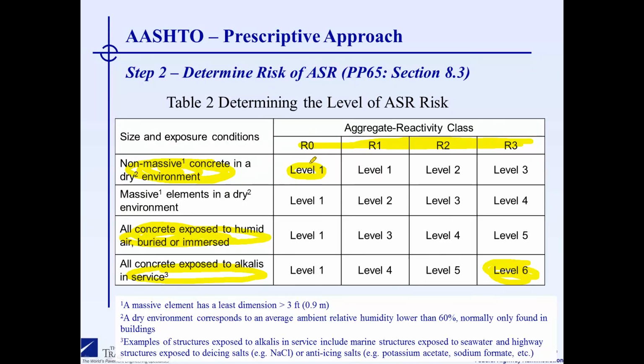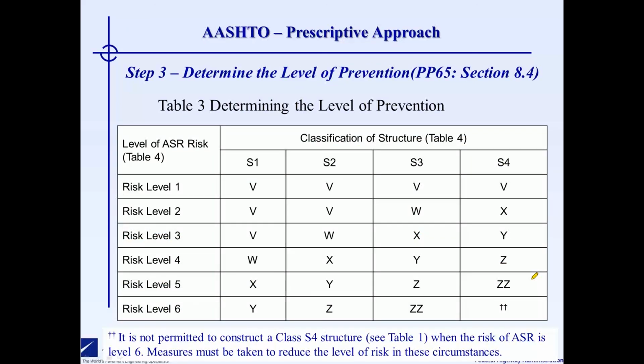And what we can see is that as we go from left to right, in other words, as we increase our aggregate reactivity, we see an increase in the level of risk. But also, if we go from top to bottom, where we're increasing the amount of moisture and alkalis in service, we also increase our risk. So essentially, we're going from no risk here to the highest risk here as we move either to the right or down the table. So this defines our level of risk.